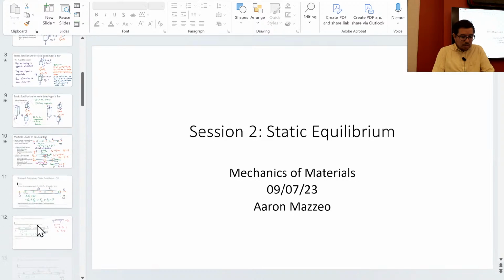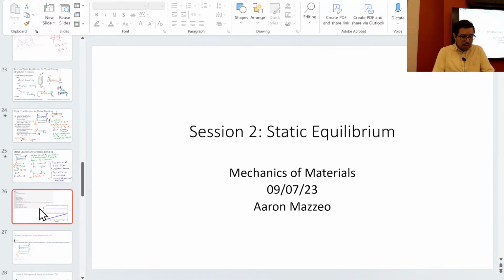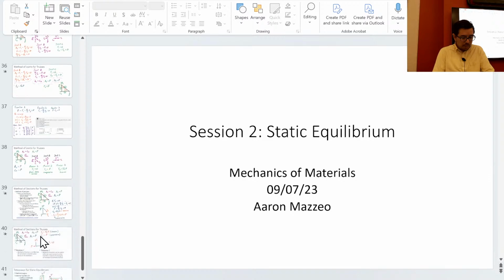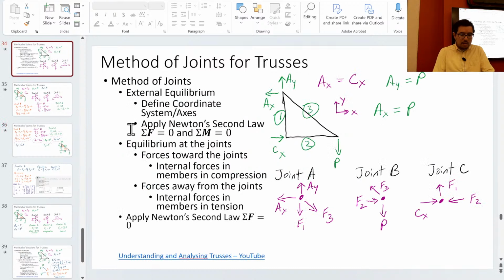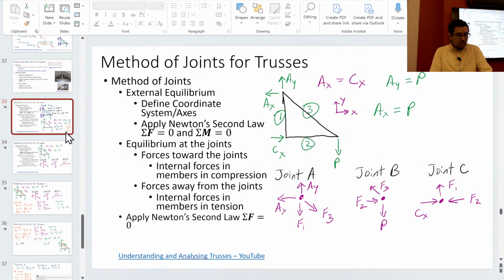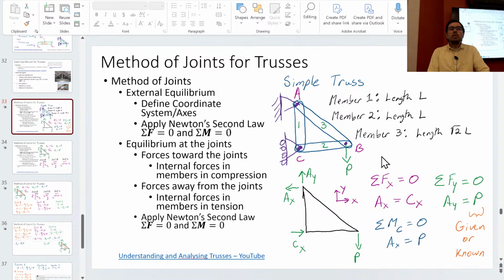If you go back to the notes for session 2, you'll find how to attack this very same truss problem. Right here. The question in the homework is, what is the stress in member 3? So what we have to do is figure out what the axial force is, and then we divide by the cross-sectional area and we get the stress. It's force divided by area.